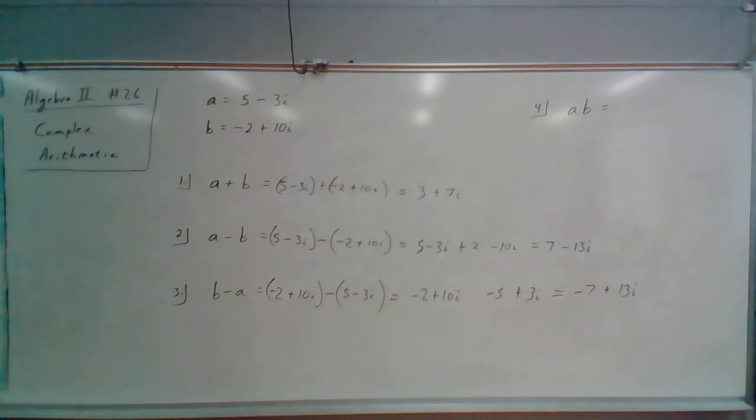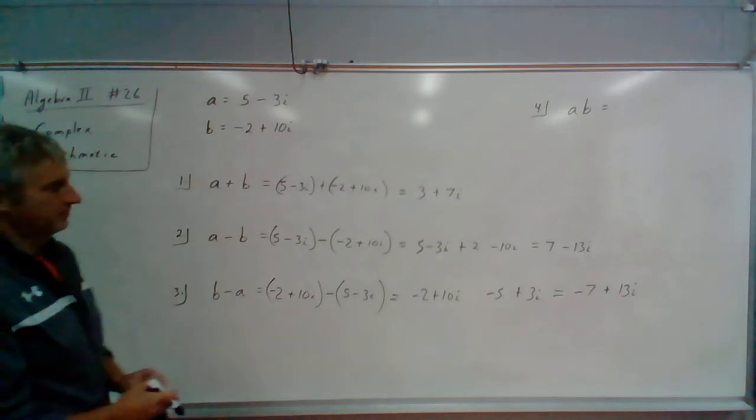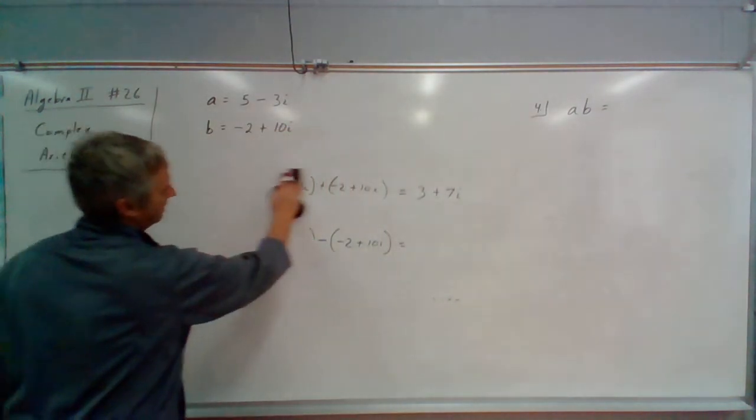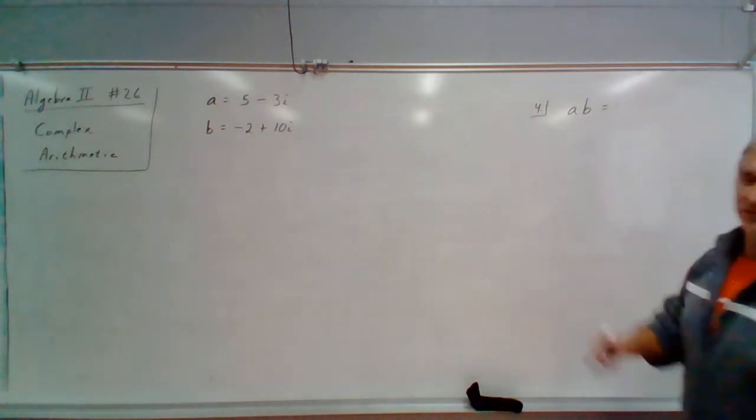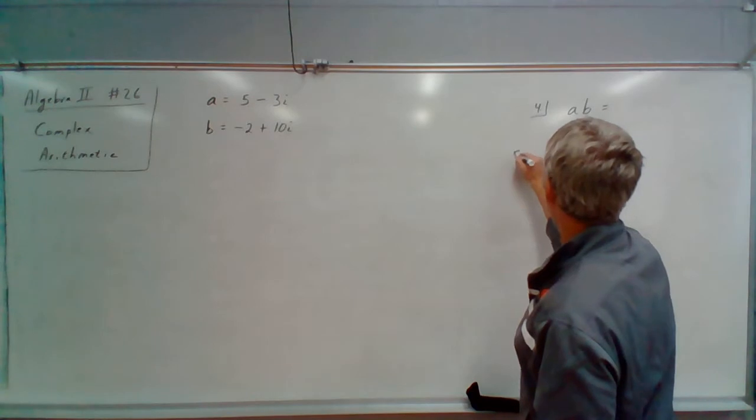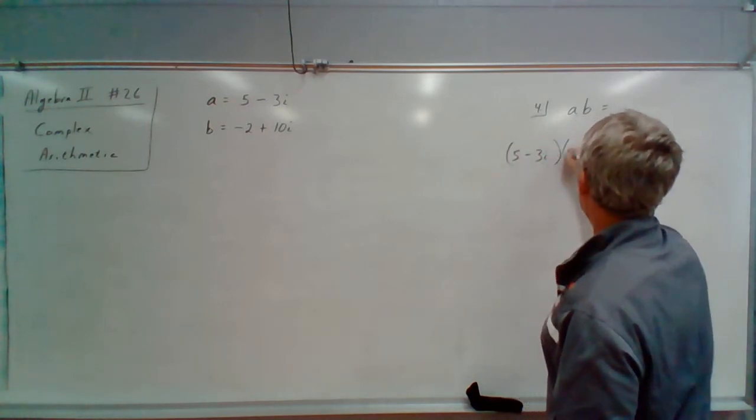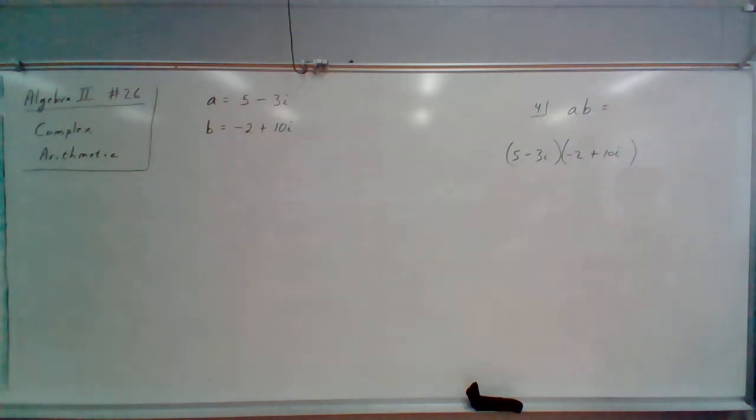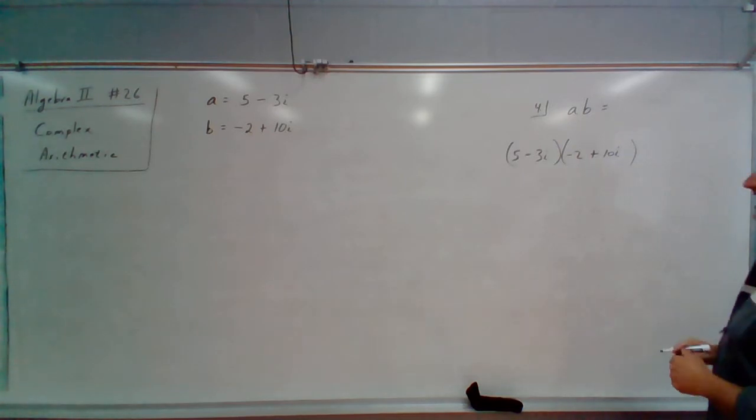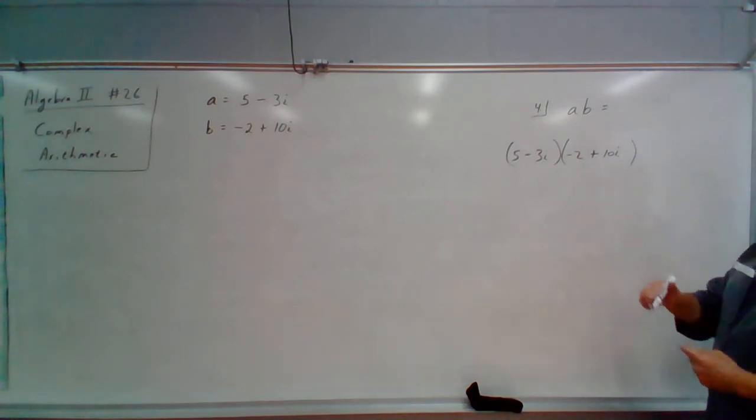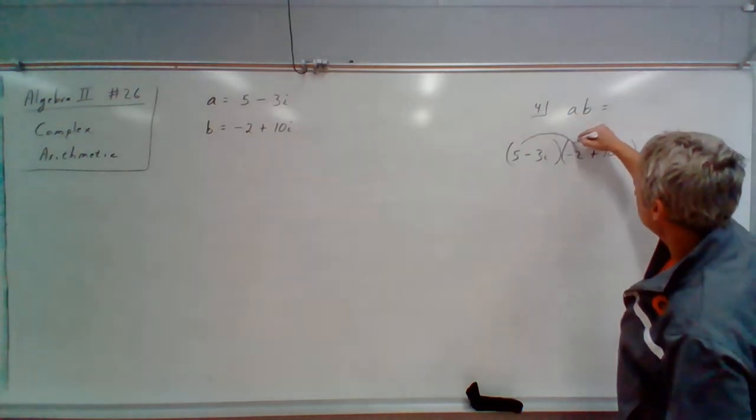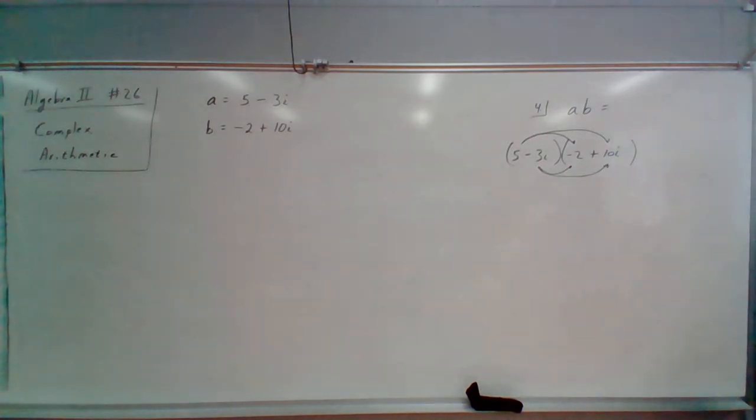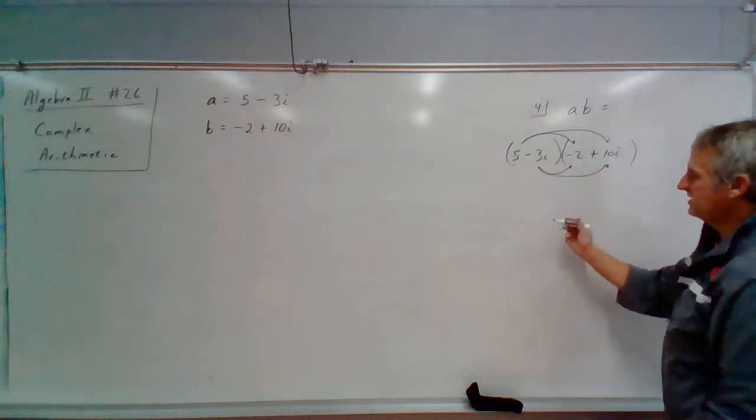All right, what about A times B? Let's multiply complex numbers. I have 5 minus 3i times negative 2 plus 10i. Something really neat happens when you multiply complex numbers. We're going to define multiplication to be the normal distributive property that you're used to when you multiply two binomials. So 5 times negative 2 will be negative 10.